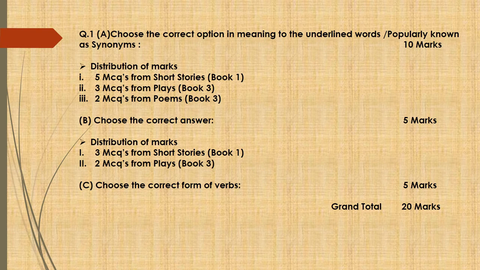Last but not the least, it is choose the correct form of verbs question. This carries 5 marks. The grand total, as you can see, is 20 marks. Remember that in every question you will be given 4 options, out of which only one, I repeat, one will be considered as correct.